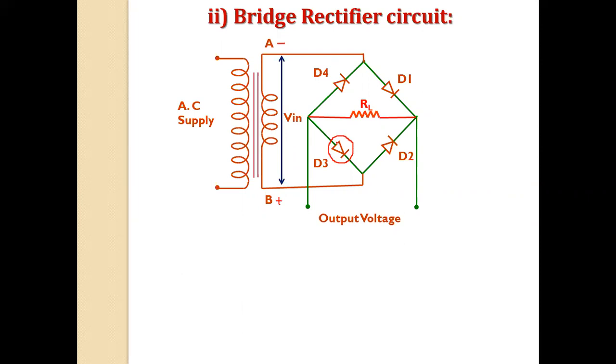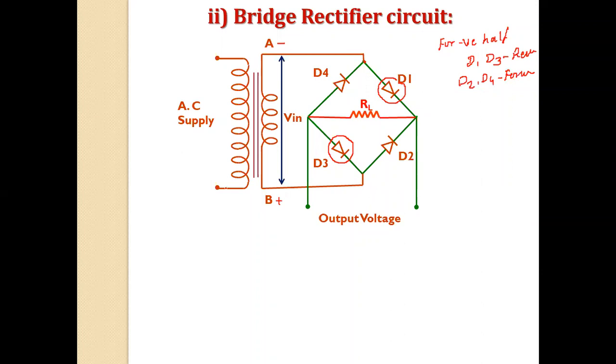Let me circle around it. Now point A acts as negative. This negative point A is connected to the N region of diode D4, which means diode D4 acts in forward bias, but D1 is connected to the P region of diode D2, which means diode D1 acts in reverse bias. So for every negative half cycle, diode D1 and diode D3 act in reverse bias, and diode D2 and D4 act in forward bias.